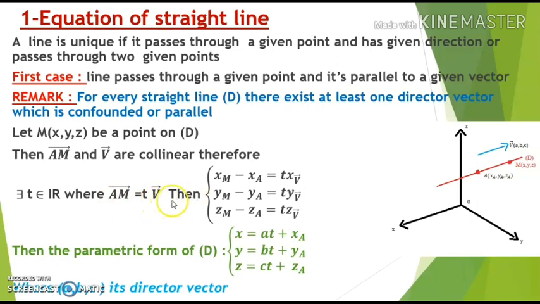Go now to the coordinates. We get xM minus xA equals t·xV, yM minus yA equals t·yV, and zM minus zA equals t·zV. Replace xV, yV, zV by a, b, c. Therefore, the parametric equation of line D is x equals at plus xA, y equals bt plus yA, and z equals ct plus zA, where (a, b, c) is the director vector of the line D, one of the director vectors.